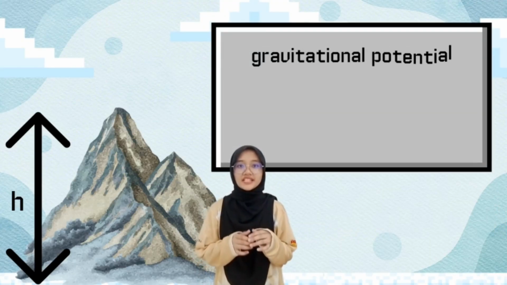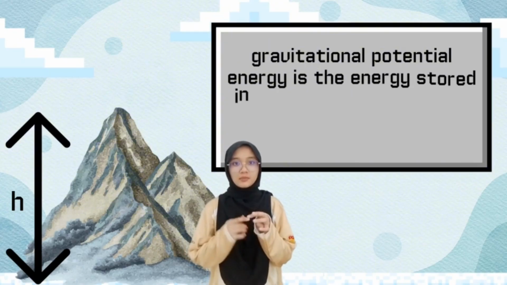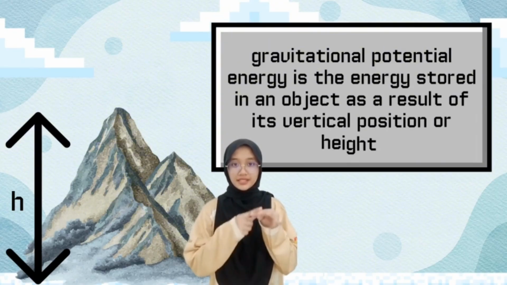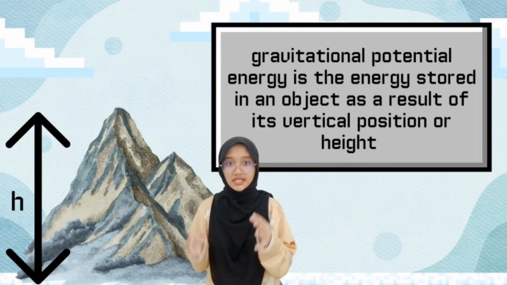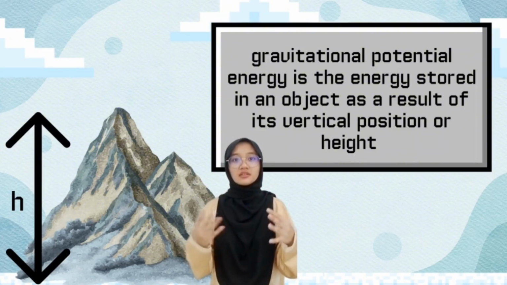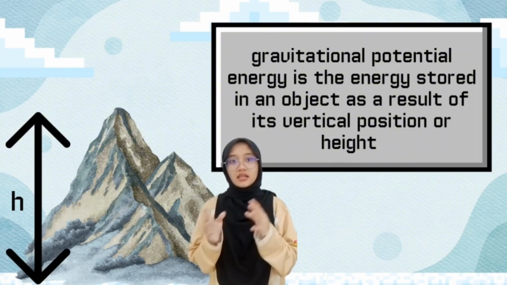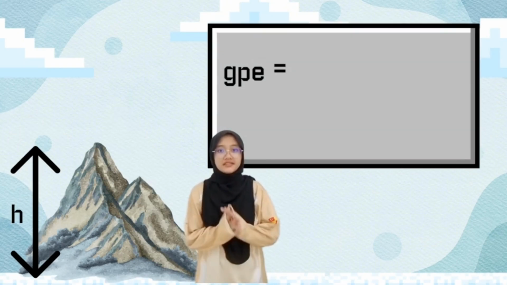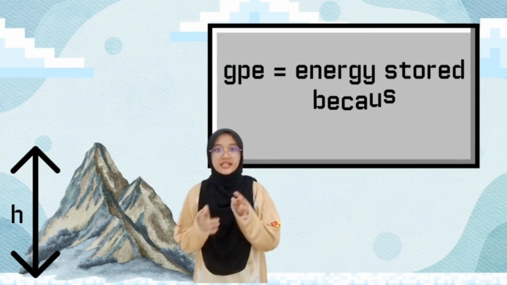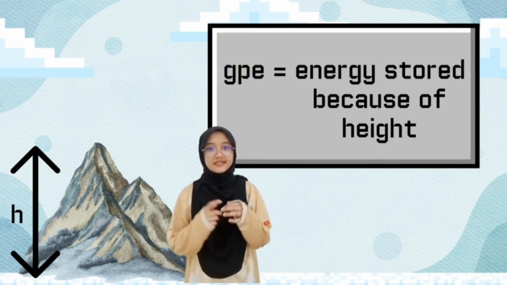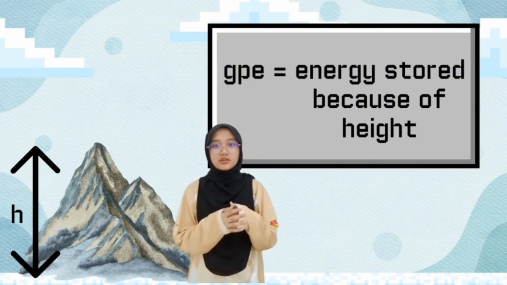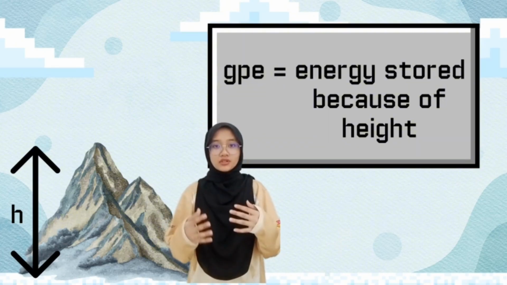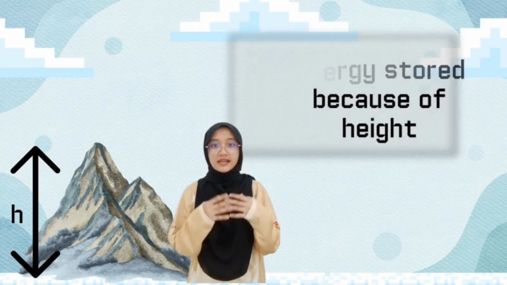This type of energy is called gravitational potential energy, or we call it the GPE. Gravitational potential energy is the energy stored in an object due to its vertical position or height. In simple terms, gravitational potential energy is energy stored because of height. The higher the object is, the more gravitational potential energy it has.